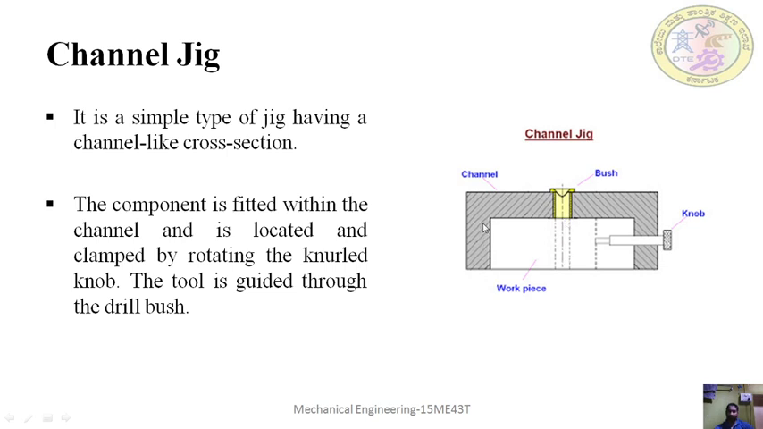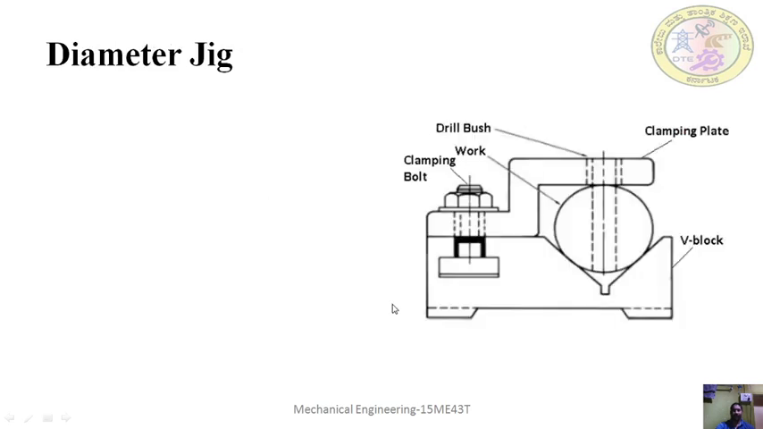So this has a cross section like a C section. This section is used to hold the workpiece, and there is a knob to tighten or loosen the workpiece so that it will be firmly held on the machine.